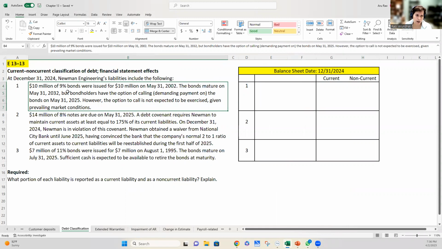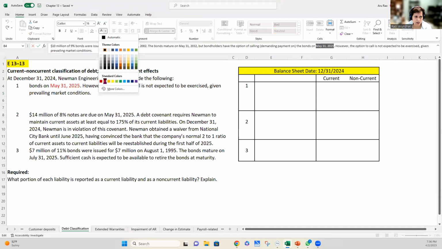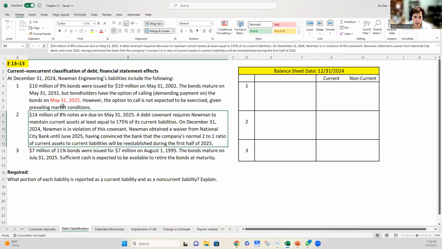I have $10 million 9% bonds that were issued for $10 million on May 31st, 2002. So this was issued 22 years ago. The bonds mature on May 31st, 2032, so we still have lots of time. But bondholders have the option of calling the bonds on May 31st, 2025. So what we're seeing here is a date that's significant. Let me just highlight this. The date that's significant is May 31st, 2025, because that's the date they're callable.